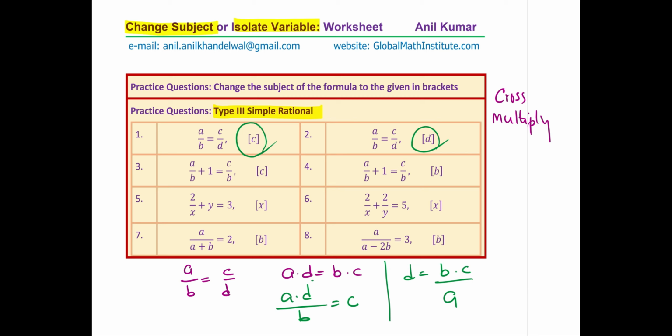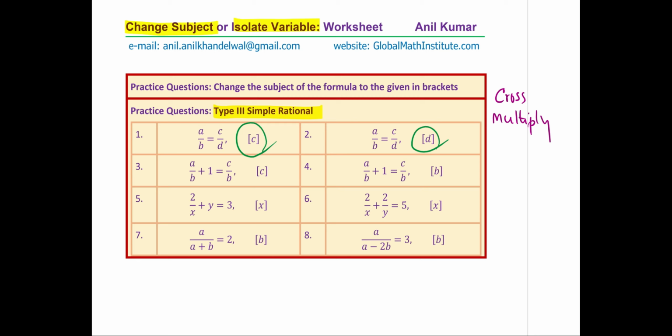Now let's take another example here, which is A over B plus 1 equals C over B, and we need to isolate C. C is kind of isolated. The only thing is we have to multiply that expression by B. We could also go one more step here, taking B common, and we have A plus B in the numerator equals C over B.